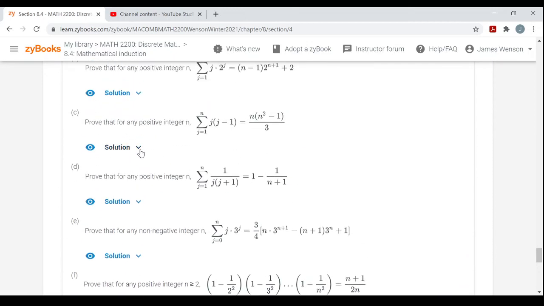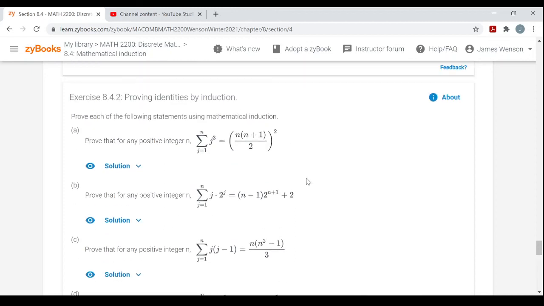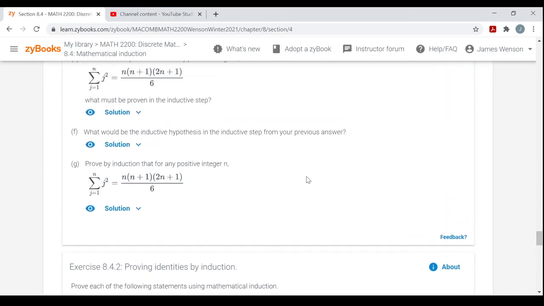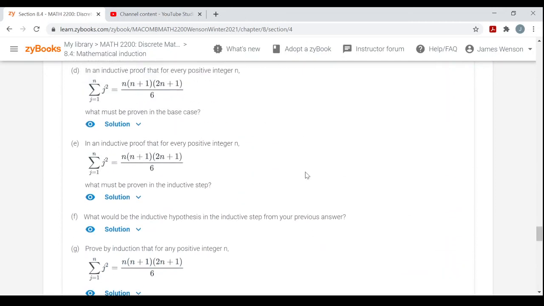And of course, you can look at the solutions to check your work. Please try to do them, though. Try to do them ahead of time. Try to work them out, the proofs by induction, before you look at how they did it. Because if you're just copying down solutions, you're not going to go anywhere. You're not going to learn anything.